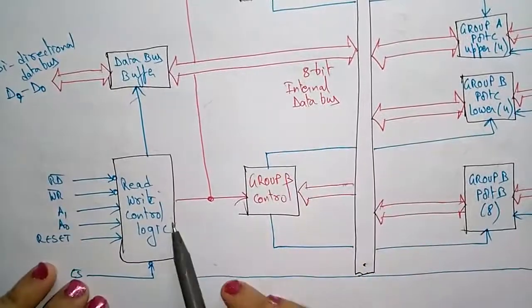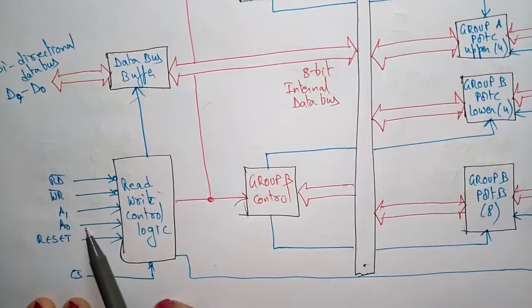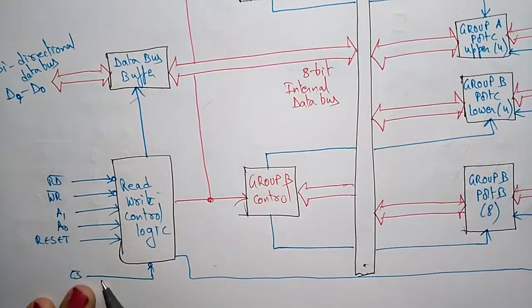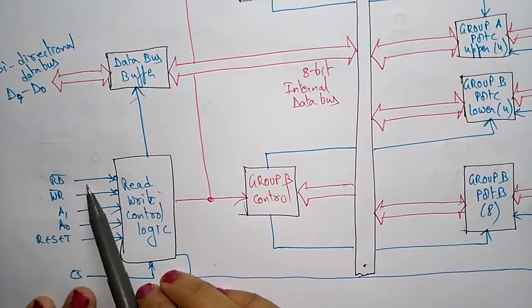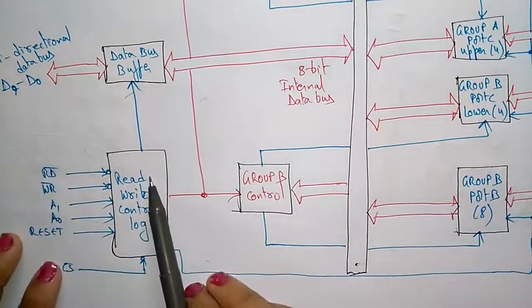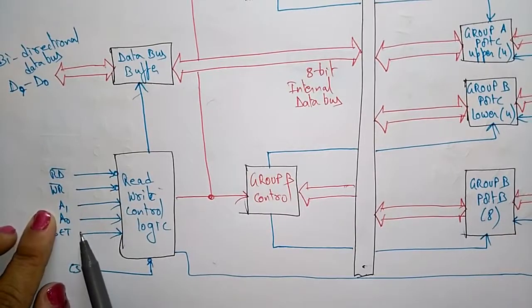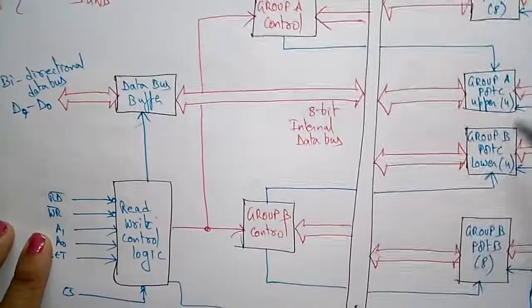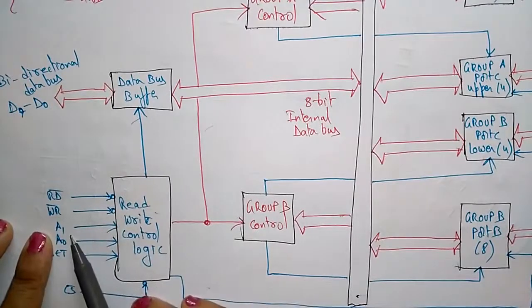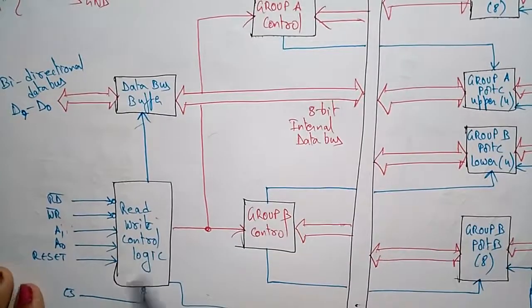Now coming to the read-write control logic. This read-write control logic consists of the read signal, write signal, A1, A0, reset and chip selection. Here the read signal reads the data from 8255 to the CPU, and write writes the data from CPU to 8255. A0, A1 indicate the port selection, which port has to be selected, either port A or port B or port C. That will be decided based on these two address bits, A0 and A1, and the reset. These are all connected to the read-write control logic.